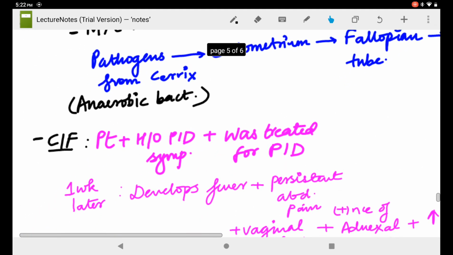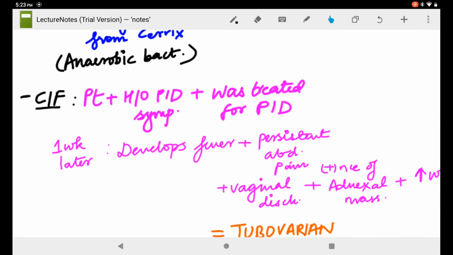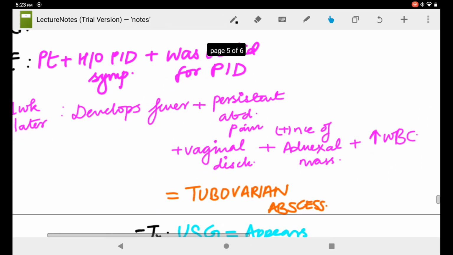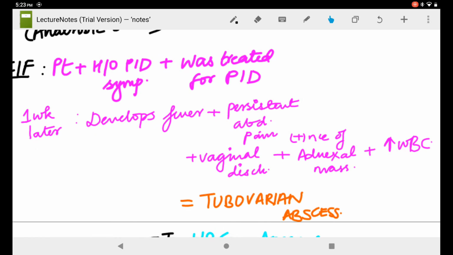Now the clinical features. So these are patients who have undergone sequelae of PID. So the question can come as a patient of 15 to 25-year-old age group who has history of PID symptoms and was treated for PID, and 1 week later the patient comes back to the GP and complains of having fever and persistent lower abdominal pain, vaginal discharge, there's presence of adnexal mass, and when we do her lab investigations, we find that she's having increased WBCs, also called leukocytosis. So the diagnosis in this case is tubo-ovarian abscess. So this is what your clinical features would look like.